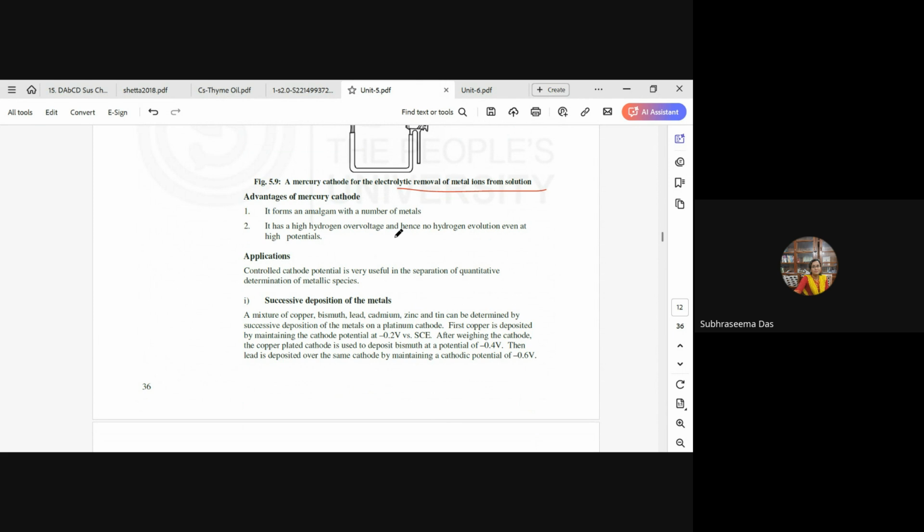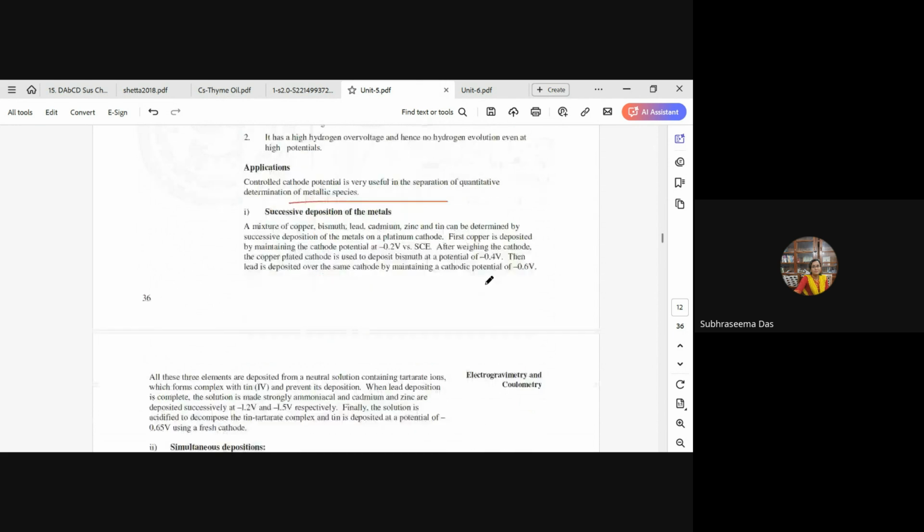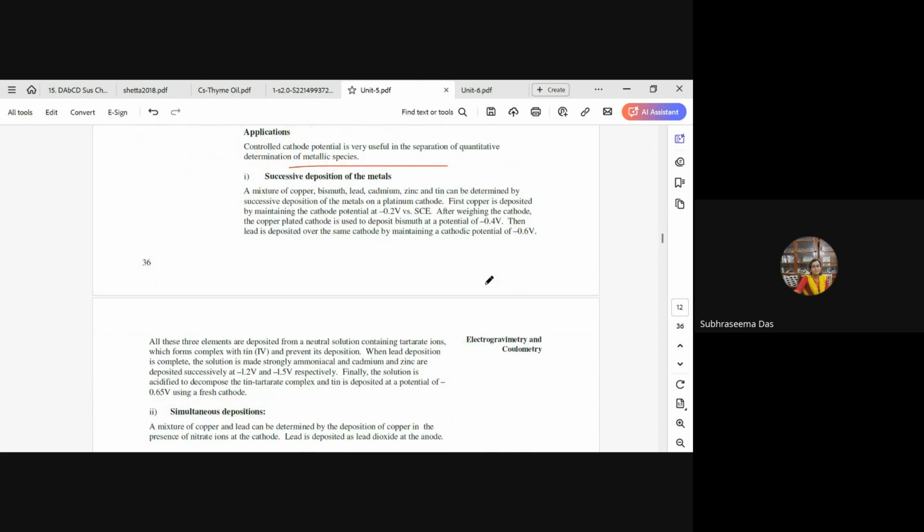The application is that controlled cathode potential is very useful in the separation and quantitative determination of metallic species, that is, successive deposition of the metals. Suppose we take a mixture of copper, bismuth, lead, cadmium, zinc, and tin; they can be determined by successive deposition on the platinum cathode.